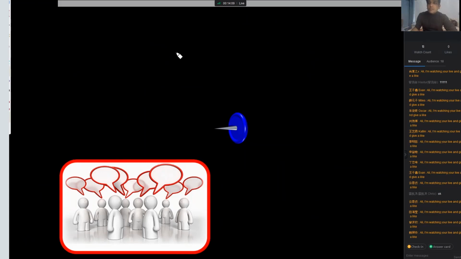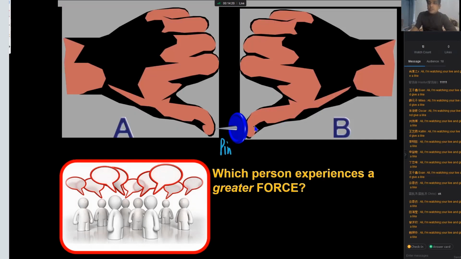Do you have an understanding of this or not? This one is a pin, actually a thumb pin. So simply, this is a pin. Now you need to understand that if I hold this in my hands with two thumbs, can you please tell me which person will experience more force, A or B? Which one experiences greater force, A or B, or is the force the same?